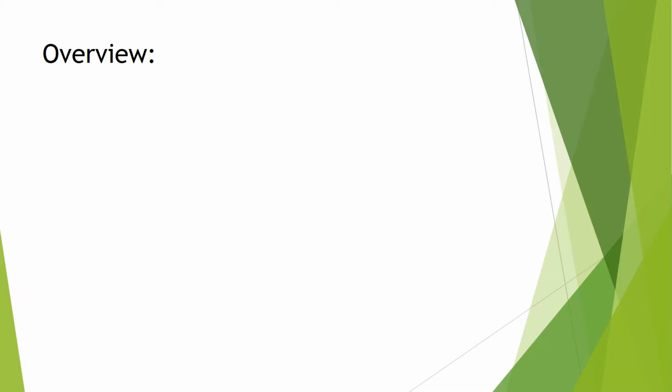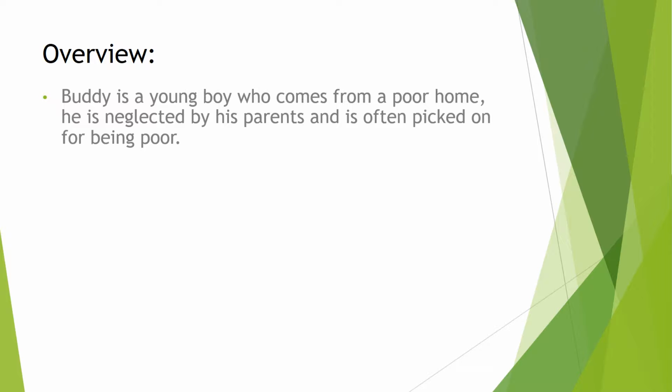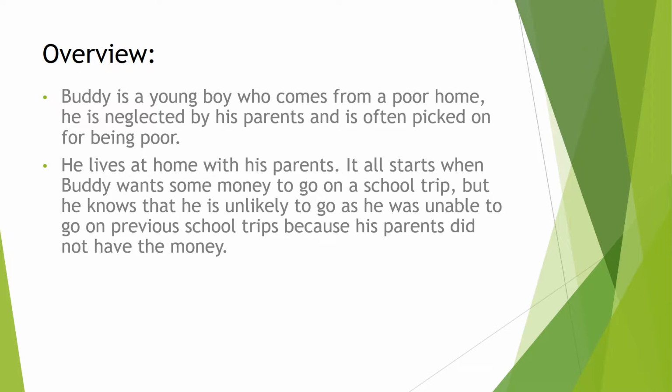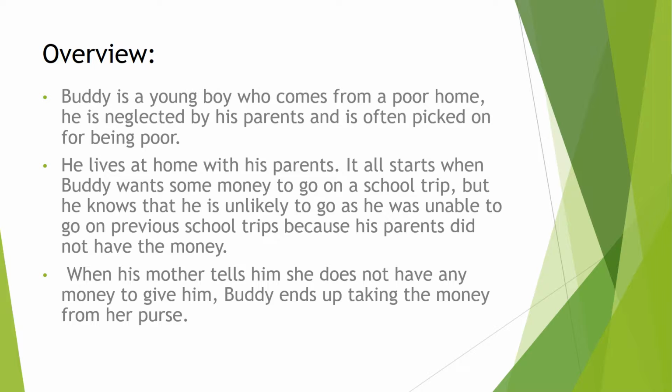Overview. This will give a brief synopsis of the novel Buddy. Buddy is a young boy who comes from a poor home which is neglected by his parents and is often picked on for being poor. He lives at home with his parents. It all starts when Buddy wants money to go on a school trip, but he knows that his parents are going to say no because they do not have the money to give it to him. When his mother tells him that she does not have the money, Buddy ends up taking the money anyway. This leads Buddy to face many challenges throughout the novel, which we will see later.